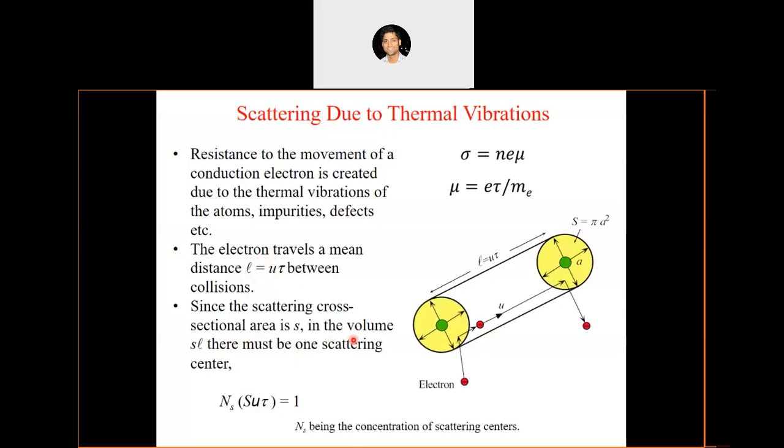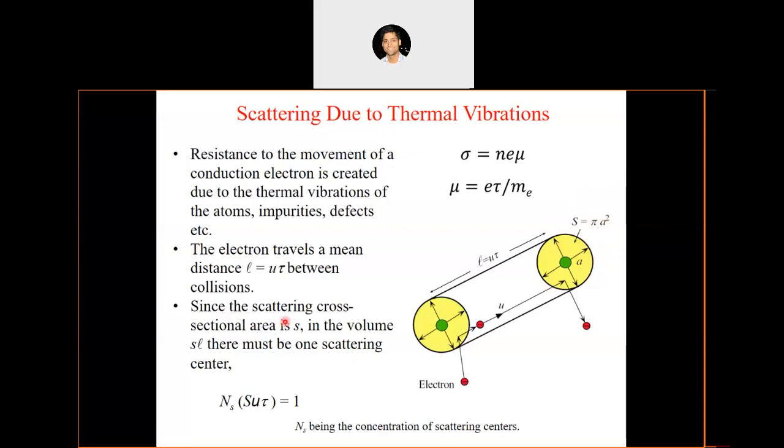And now let us say the atoms are vibrating with a magnitude of A. If they are vibrating with a magnitude of A in all three dimensions, then the scattering cross section can be written as pi A squared, right? As we can see here, the scattering cross section can be written as pi A squared.